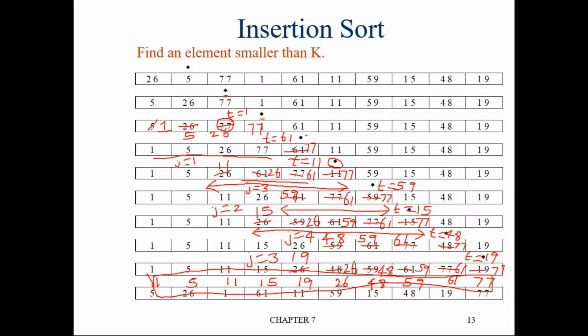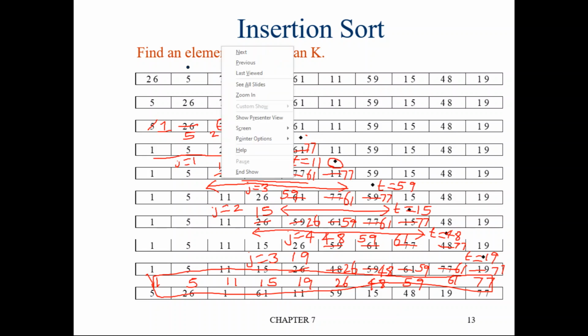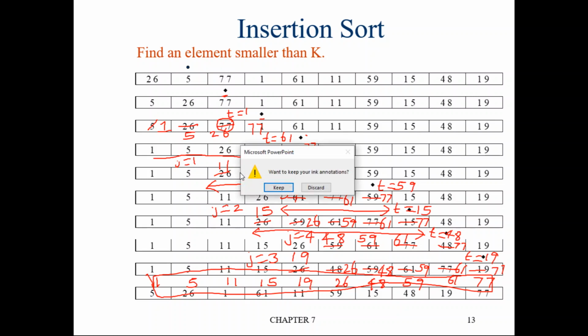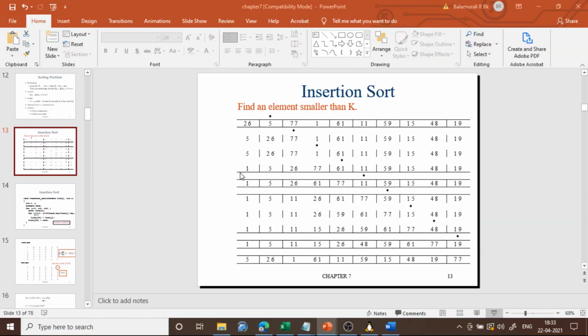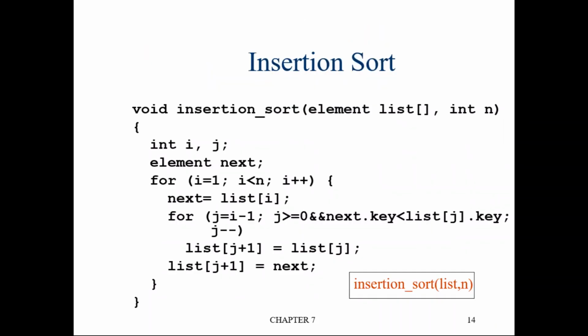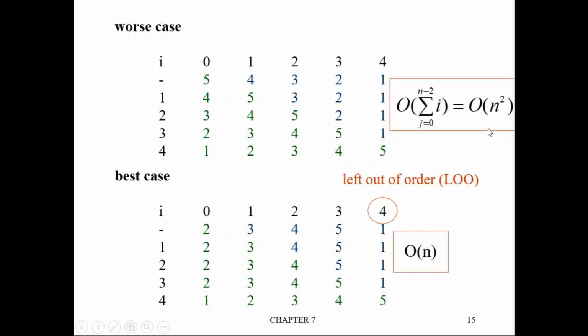Fine. So that's it about insertion sort. Okay. So if you see the complexity of insertion sort, the worst case time complexity of insertion sort is order of n square. The best case is order of n. Okay. Best case means it is already sorted. In that case, it is order of n. Then also you have to make n comparisons.